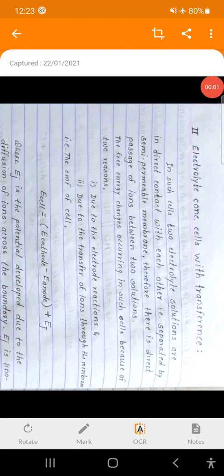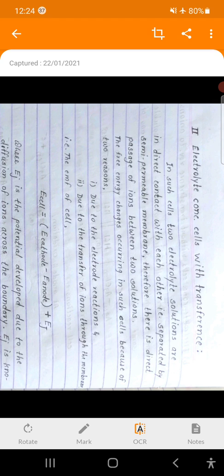Hello, we now discuss the last type of electrolyte concentration cells, that is, electrolyte concentration cells with transference. We already explained the difference between electrolyte concentration cells with transference and without transference.